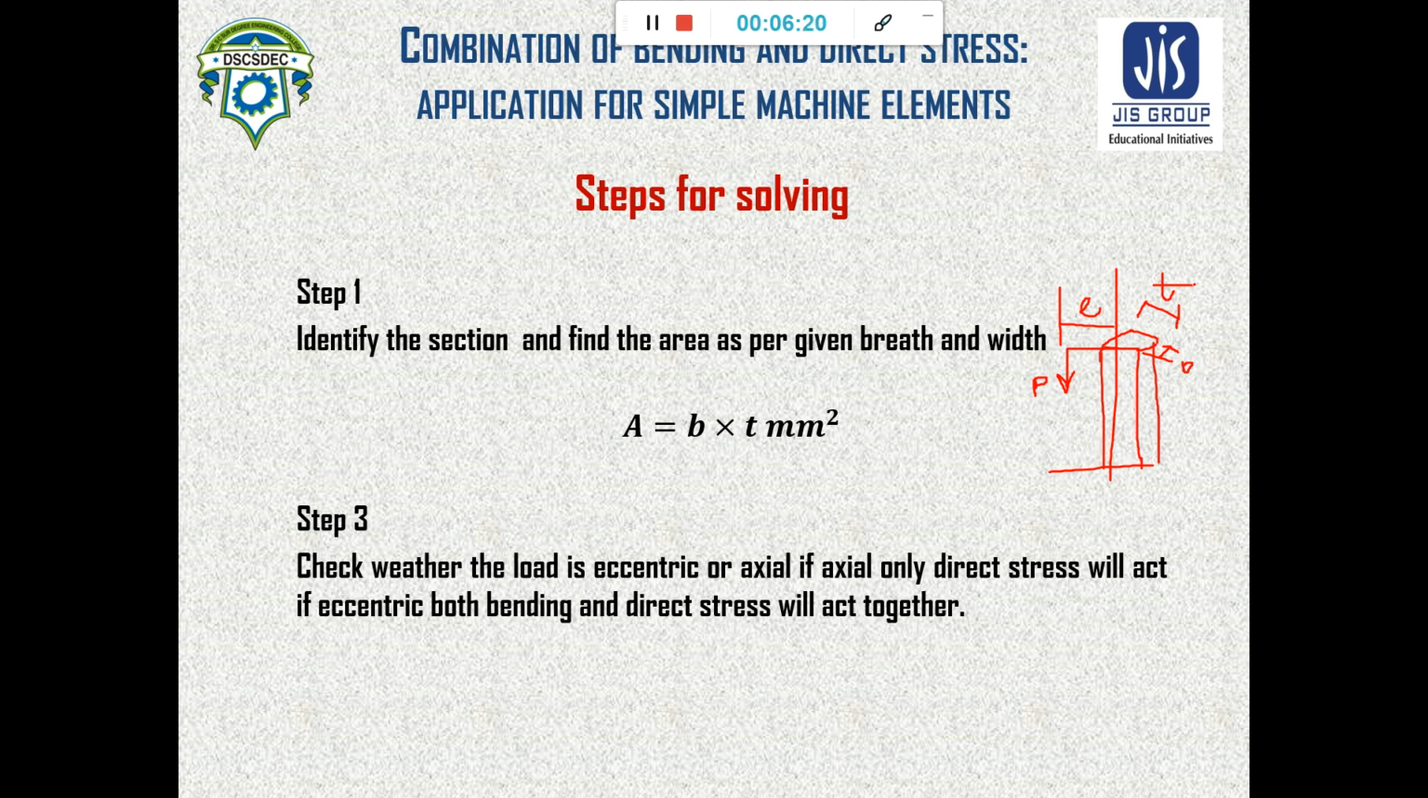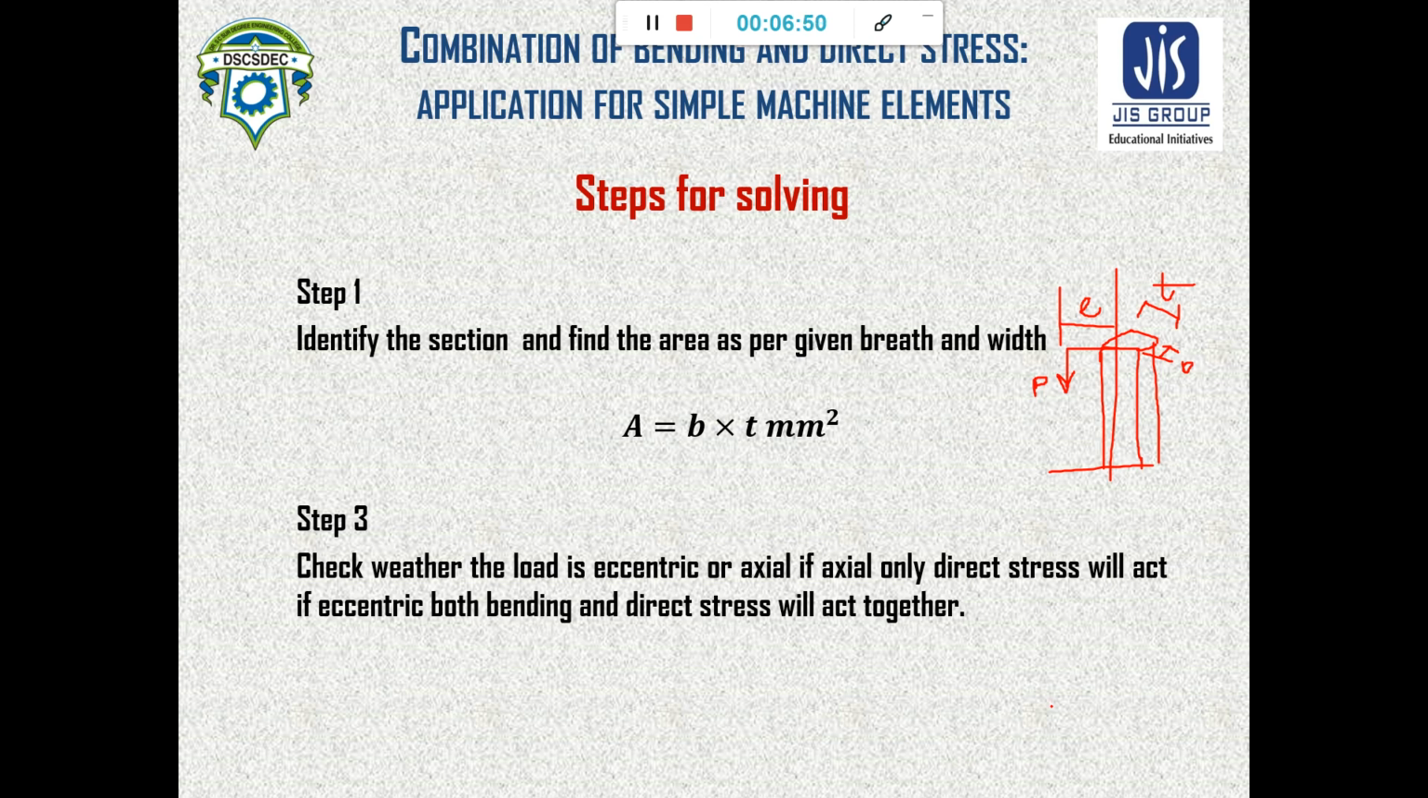Whenever we can identify the cross section, we can take the value of the cross section area, that is B cross T, breadth into thickness, in millimeter square. Then what do we need to check? We need to check if the force is eccentric or not. As I am saying, the drill machine frame is an example of the eccentric loading case.